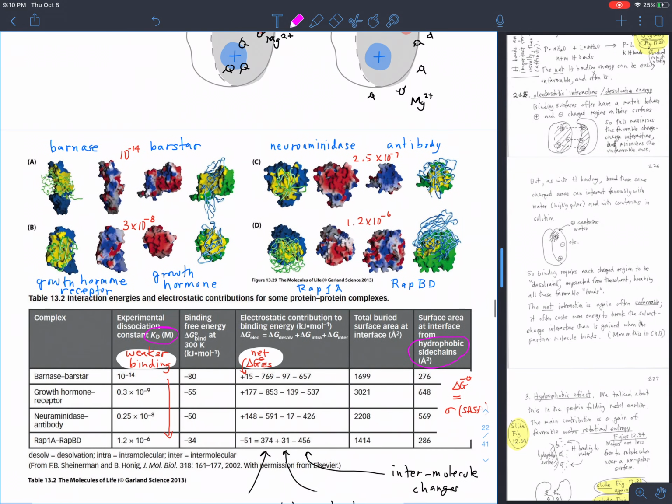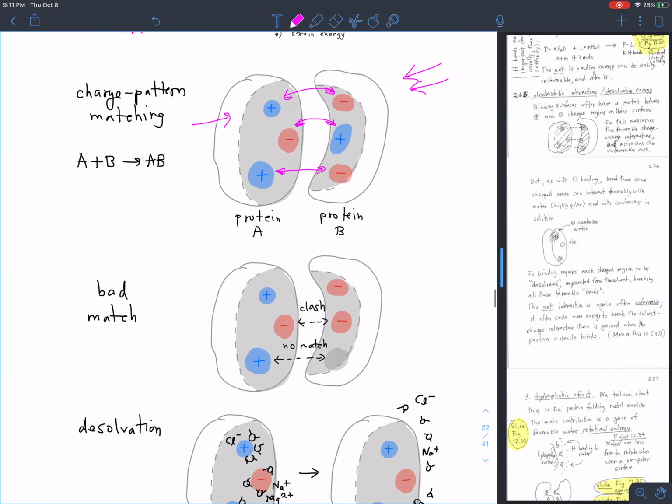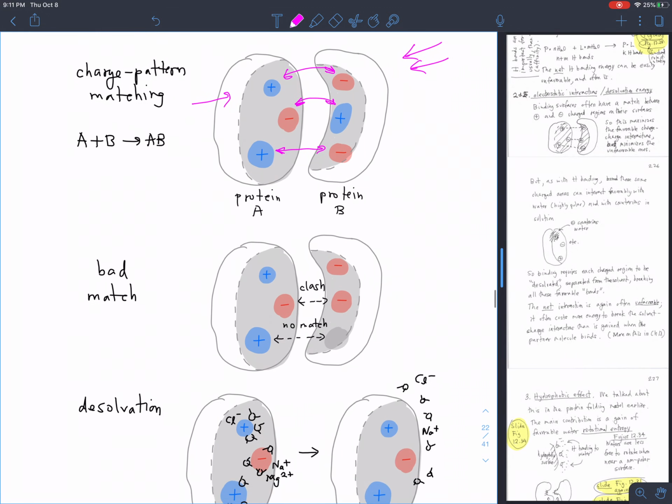And if we look down here, here are some actual calculations of that. We'll come to those, but you can see these red and blue regions. Red is negative, blue is positive, and we'll look at these a little bit harder, but you can see that they are matched up with each other. That's a general feature whenever 2 complex molecules come together.